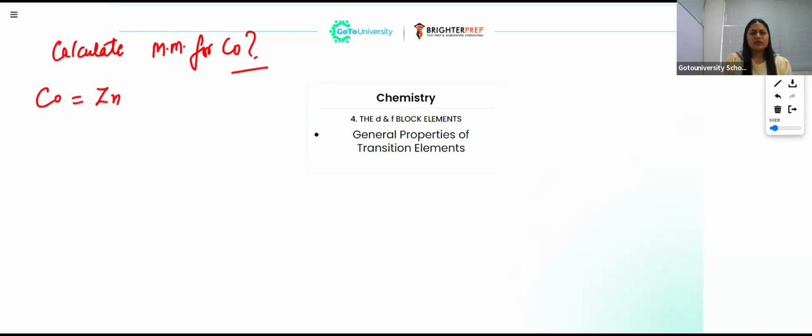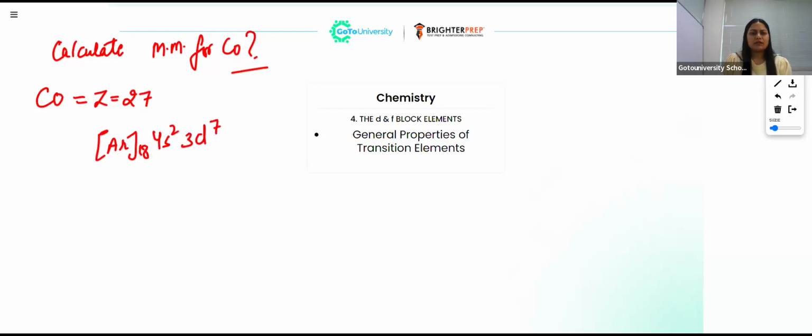So I hope you can calculate now. If I ask you to calculate the magnetic moment for cobalt, can you do this? How are you going to do this? First, you are going to write the configuration for cobalt. What is the configuration of cobalt? It is 27. That is argon 18, 4s2, and 3d what?